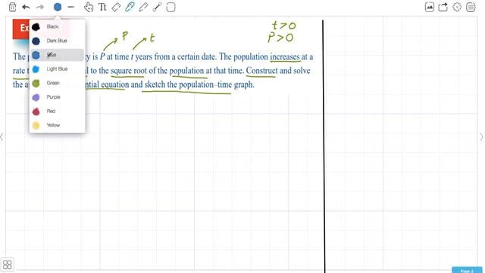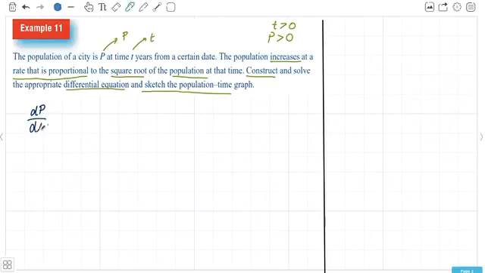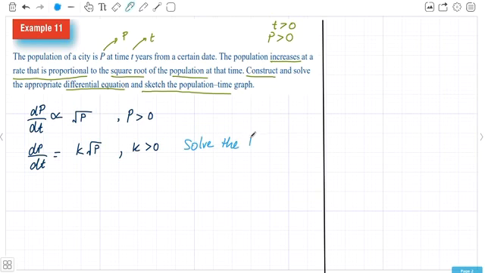So the first thing would be we're looking at the change in population with respect to a change in time. It's proportional to the square root of the population at that time. And we know that P would be bigger than 0. So remember, we can replace the proportional sign with an equal sign and then a constant. And because we know here that this is going to be positive and we're increasing, K will be a positive constant because we're increasing the population. Okay. Now this is a differential equation we're going to solve.